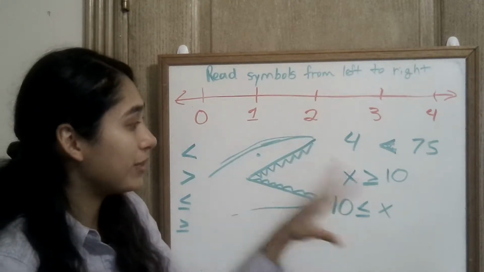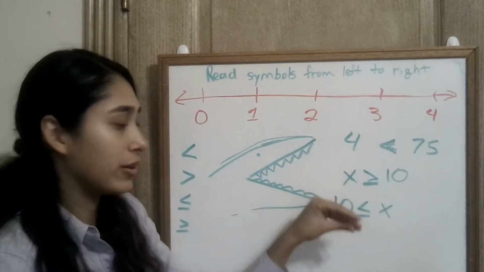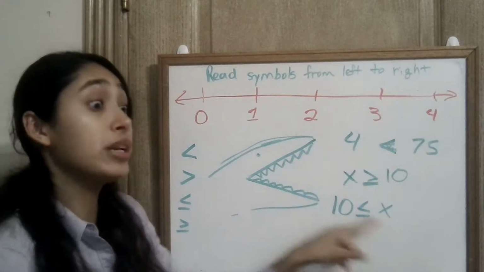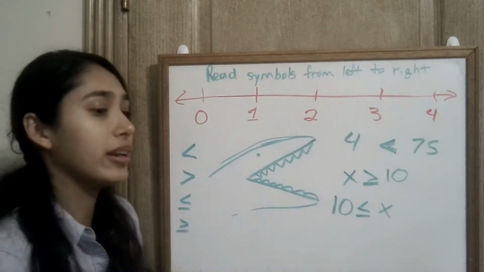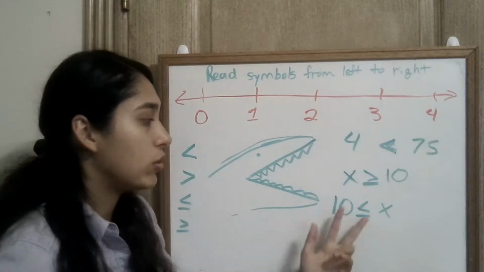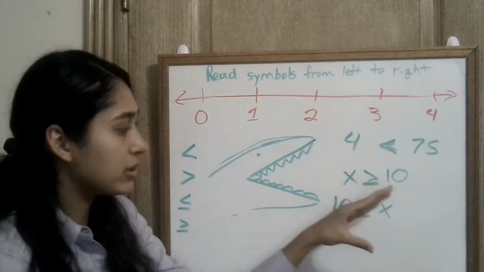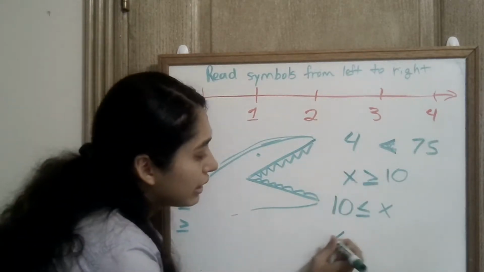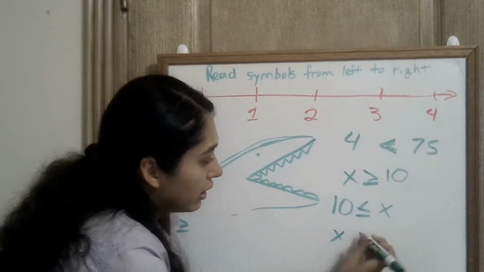The crocodile, what does it want to eat? It wants to eat the bigger number. It wants to eat X. So we know X is greater than 10. So it wants to eat the bigger number, so we're technically still reading it like this.